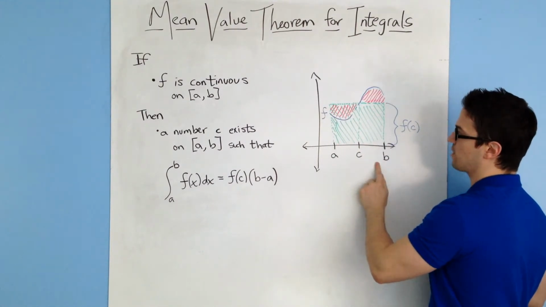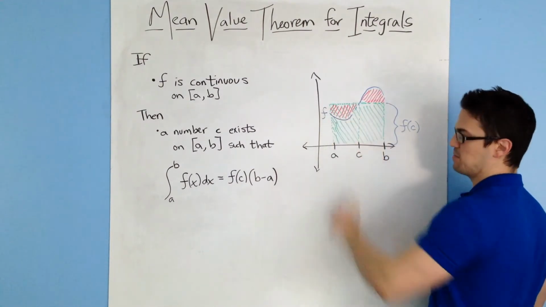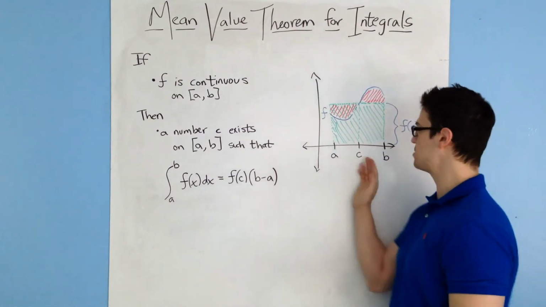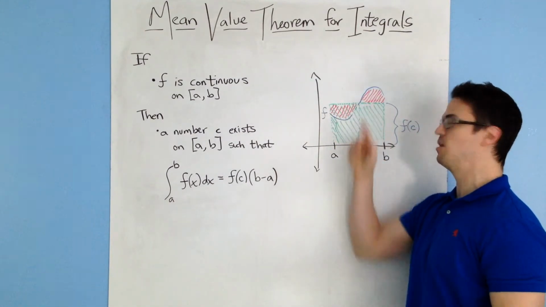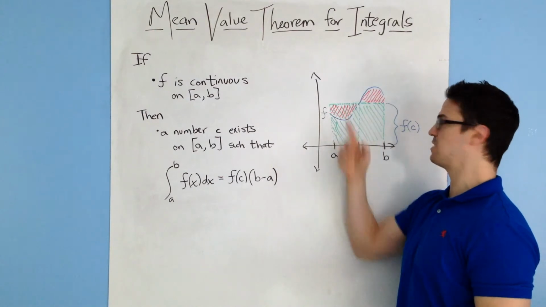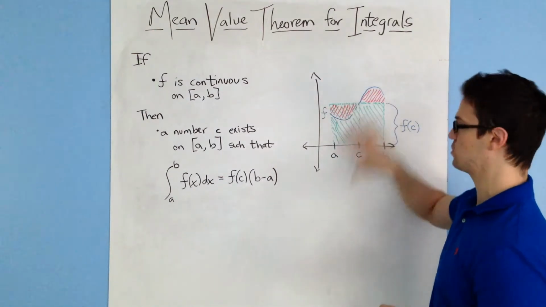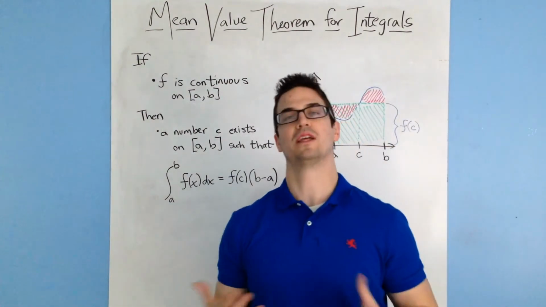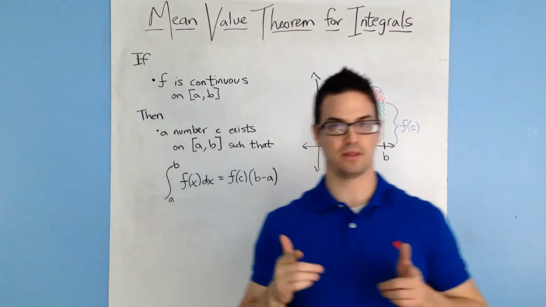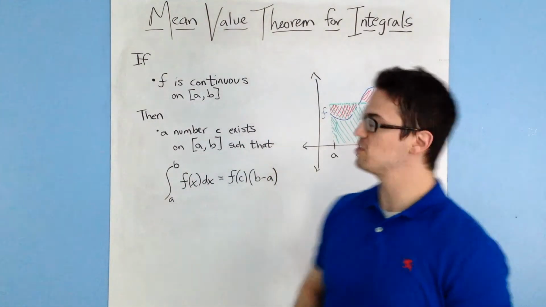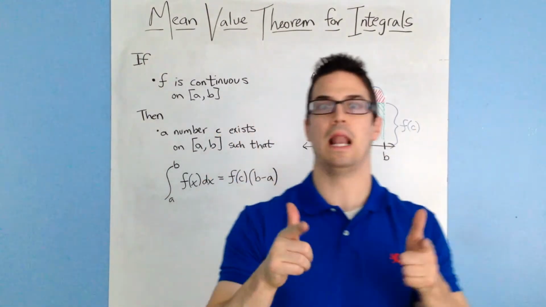Now if I moved c over here, the area here wouldn't be the same as the area over here. So there's that special number c that's right in the middle between these two. This area and this area will kind of cancel each other out, as if you were just finding the regular area using the antiderivatives, using the fundamental theorem of calculus. So if you have any questions about the mean value theorem for integrals, let me know.